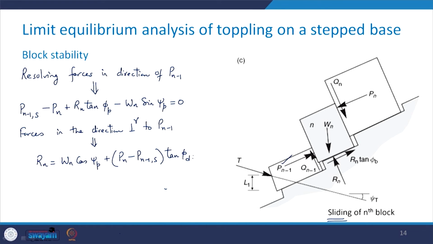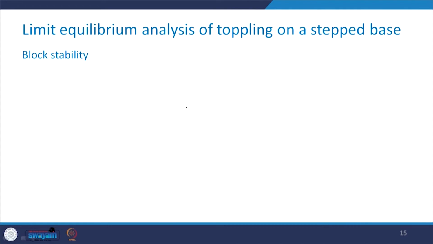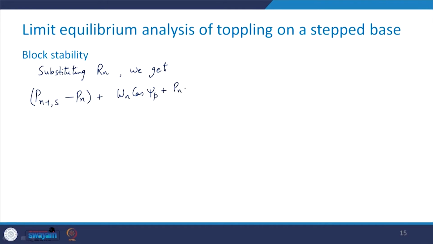Now, if we substitute this expression of Rn in this equation, what we are going to get is: Pn minus 1 comma S minus Pn plus Wn cos of psi p plus Pn minus Pn minus 1 comma S into tan of phi d, into tan of phi p, minus Wn sin of psi p, is equal to 0.